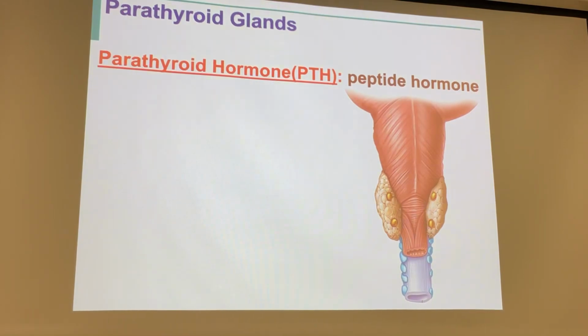The antagonistic hormone is the parathyroid hormone, and that was what I was describing before, and I got confused. Parathyroid hormone is produced by the parathyroid gland. Notice here is our illustration similar to the one we just saw.